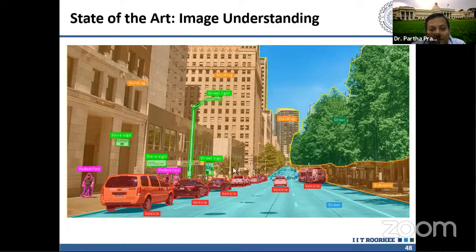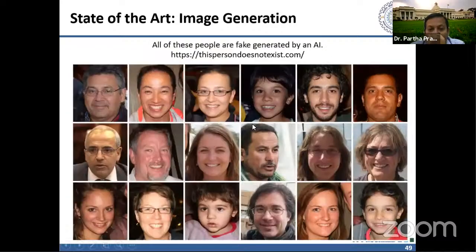You see another photo here, these images. These photos are generated by machines. These are not real photos. These people do not exist. These are generated by machine, by deep learning, or GAN, generative adversarial network. Using GAN, we could generate these kinds of images which do not exist.